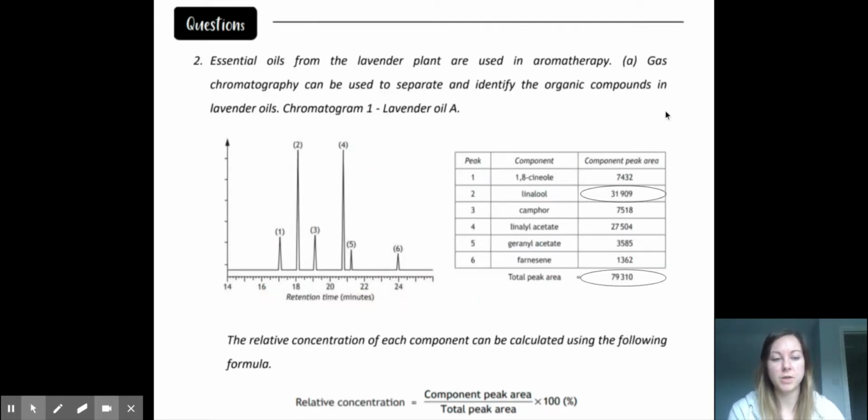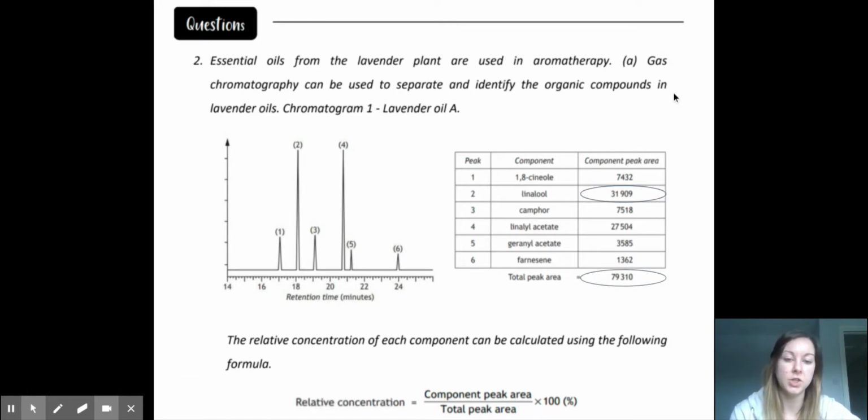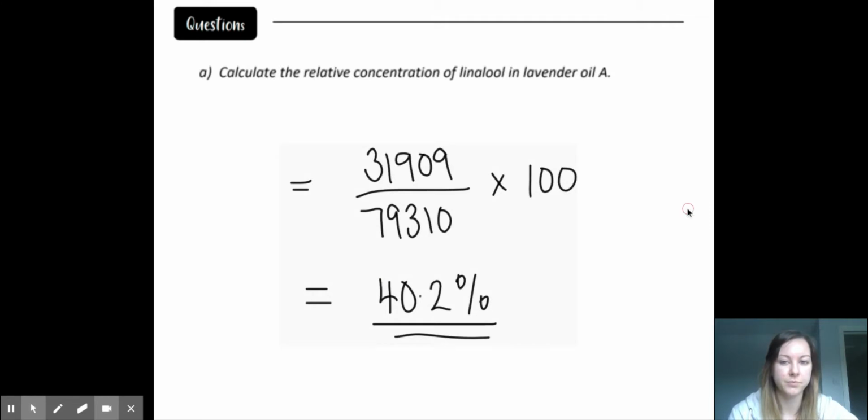So question number 2 then. Essential oils from the lavender plant are used in aromatherapy. Gas chromatography can be used to separate and identify the organic compounds in lavender oils. Chromatogram 1, which is this chromatogram here, is lavender oil A. We are told that the relative concentration of each component can be calculated using that formula. Relative concentration equals the component peak area, the peak area of the component we're looking for, divided by the total peak area and then multiplied by 100.